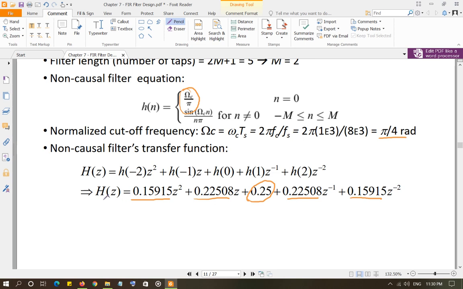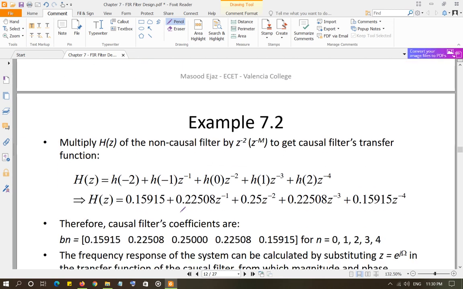So this will be the response of non-causal filter. As you can see, the powers of these are positive. So this is non-causal filter. So you're going to go ahead and multiply this equation by z to the power -2, and then you're going to make it causal, right? So you multiply that by z to the power -2, shift it towards the right by two time instances, and then your causal filter equation is this, where b0 is this, b1 is this, b2 is this, b3 is this, and b4 is this. Total length 5.